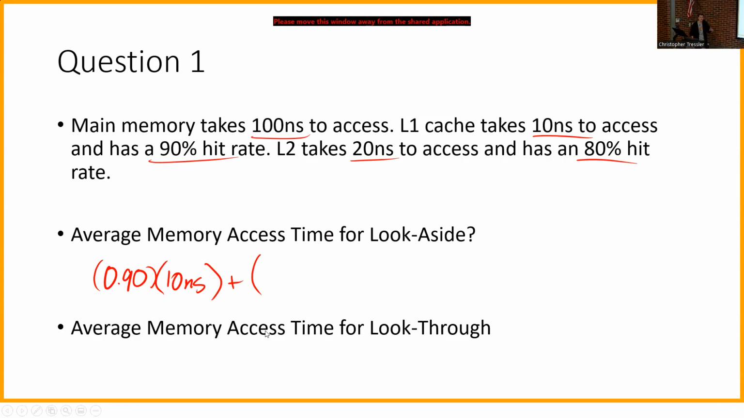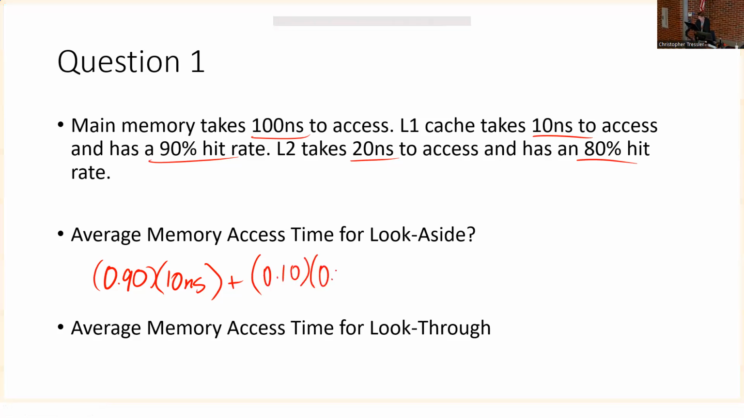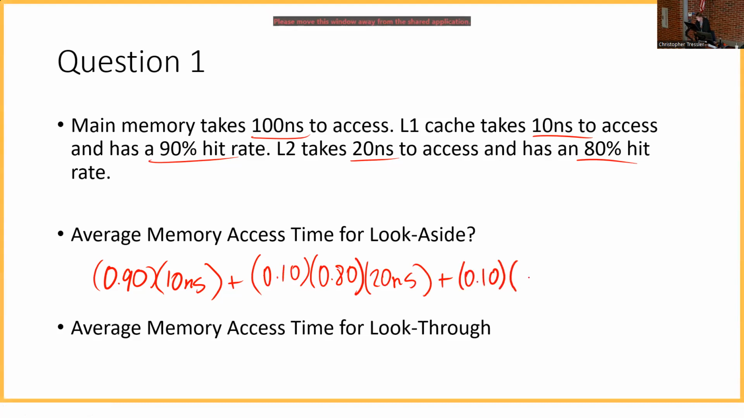Well, it's going to be 0.10 because 10% of the time we have to go to L2. And of that 10% of the time, 80% of the time we don't have to go out of L2. So it's going to be 0.10, 0.8, and then 20 nanoseconds. And finally, we have 0.10 once again, 10% of the time we get out of L1, and 20% of the time outside of L2. So it's going to be 0.2, and then 100 nanoseconds.